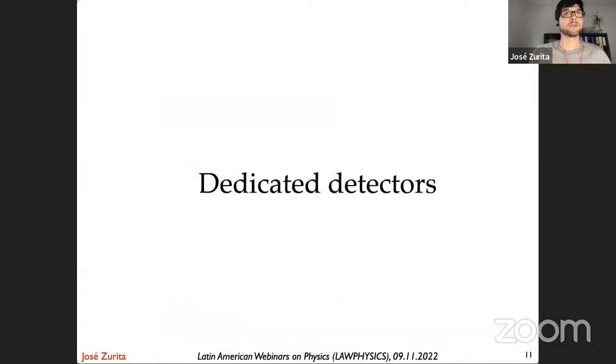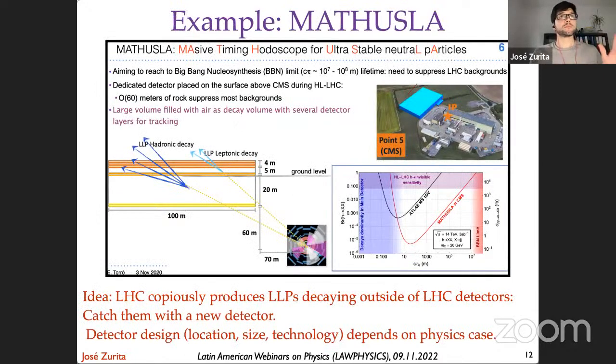So after this advertisement is done, let me tell you slightly about the dedicated detectors. I'm more or less at the 20-minute mark, so I'll try to rush up. Here I have one example, which is MATHUSLA. MATHUSLA is a very huge detector, something like 100 meters by 25 meters high. So think of a football stadium or an IKEA shop that is trying to catch the particles that come from here, which could be either ATLAS or CMS.